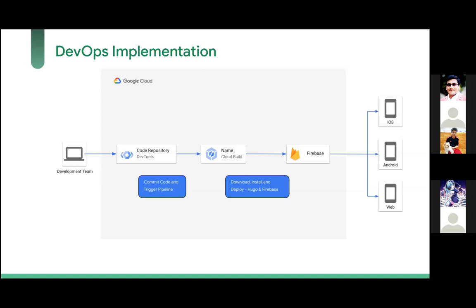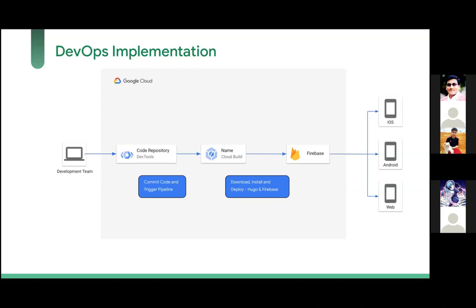I will commit the code into that, and then I will trigger a pipeline. Pipeline is nothing but the DevOps. I trigger the pipeline using Cloud Build. Cloud Build is a CI/CD tool where you can automate continuous integration, continuous testing, and continuous deployment. All these three are already in Cloud Build, so I'm going to use that tool for this demo.